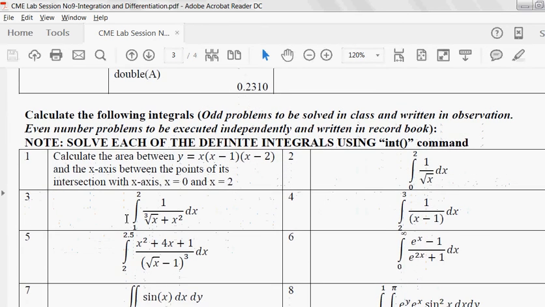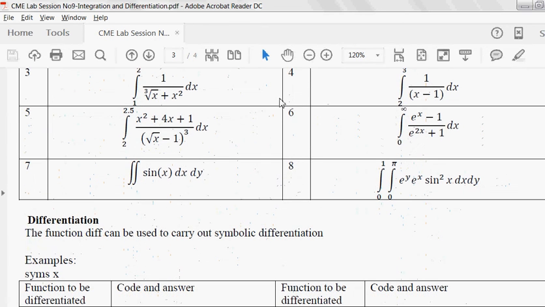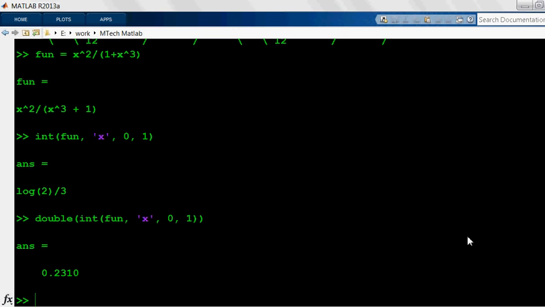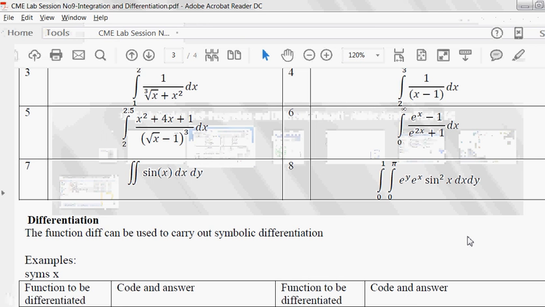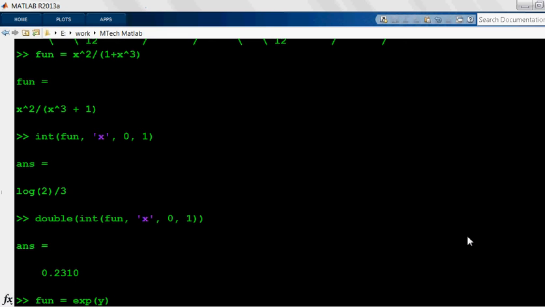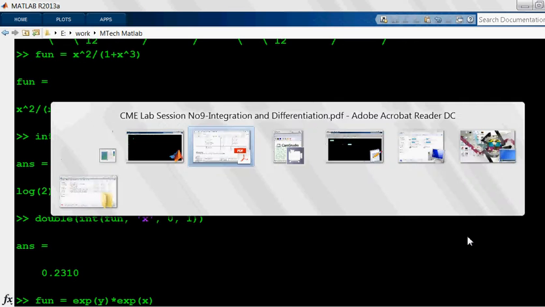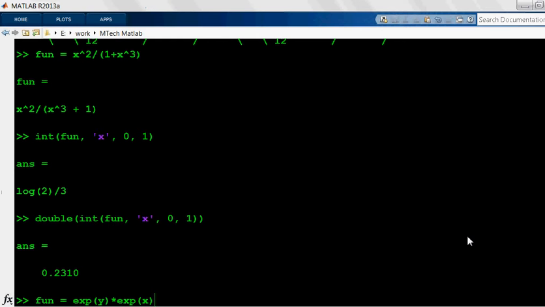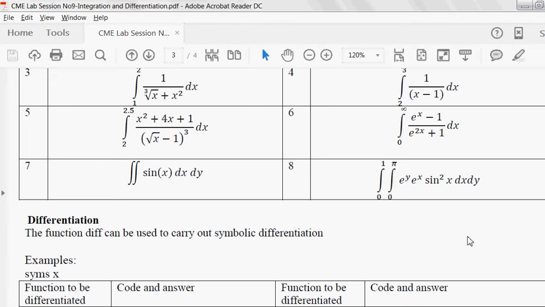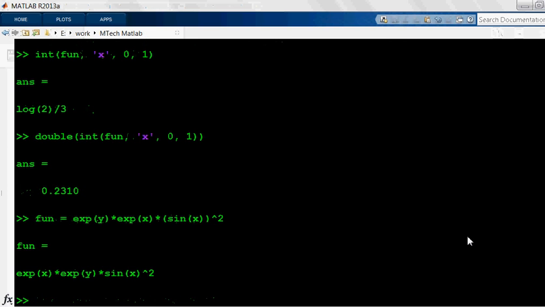That is one thing. And let's perform this eighth answer, integral 0 to 1. Okay, so now basically what do we have here? We have our function which has been defined to be like this: exponential of y into exponential of x into sine of something whole squared. What is that? It's basically sine of x whole squared. This is our particular function.